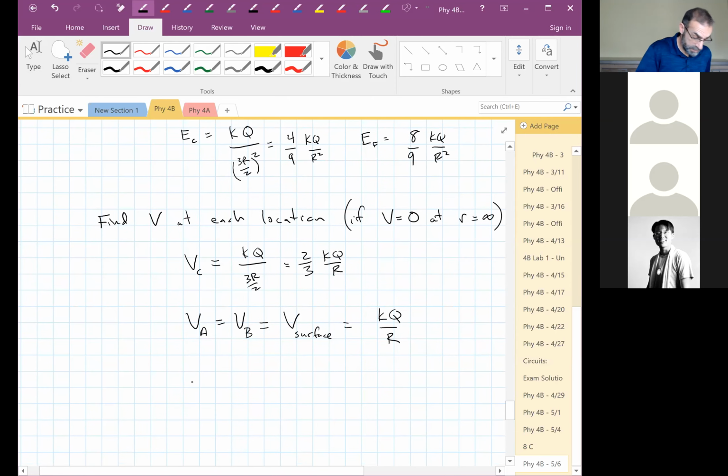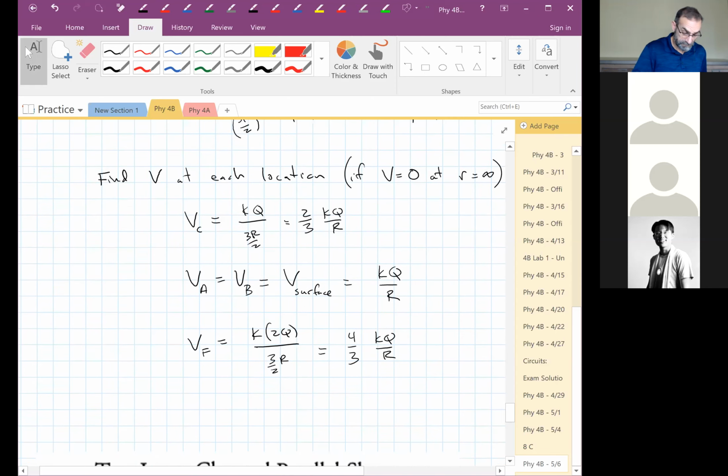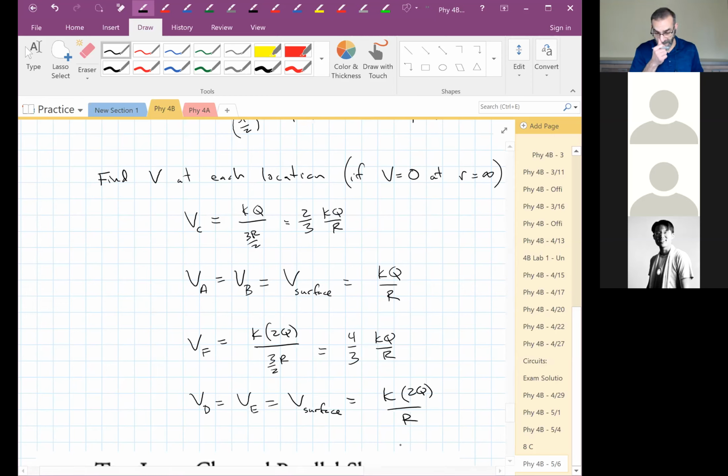Okay, so how about the next one? We've got VF is K times 2Q over the distance. And the potential at D and the potential at E, K times 2Q over R. All right.